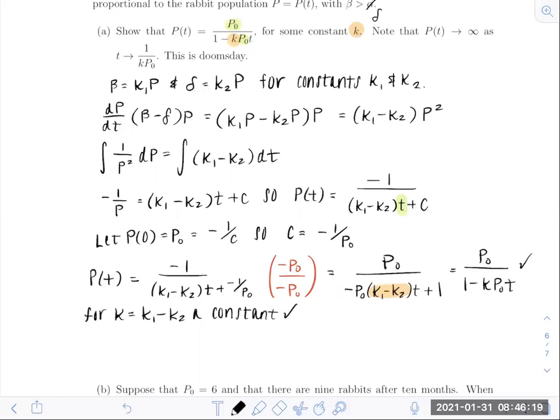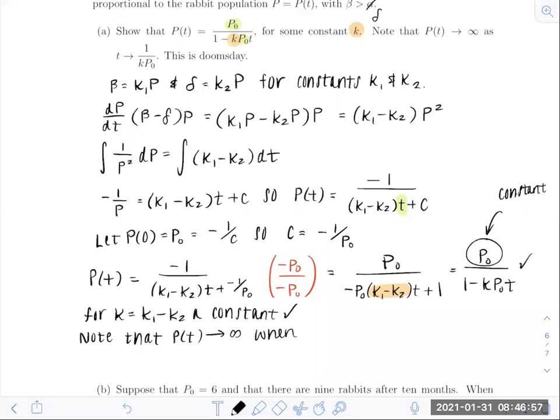So then there's one little thing here that they noted, which was talking about doomsday. So I will just flesh that out a little bit. Note that the population explodes when what happens? What I know is this numerator is just a constant. It's whatever the population started out as. So I have a constant on top and then some expression on bottom that depends on time.